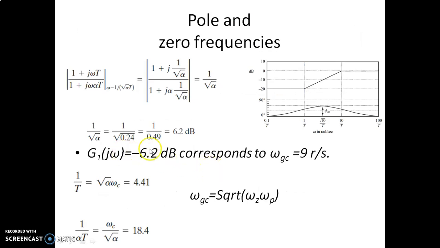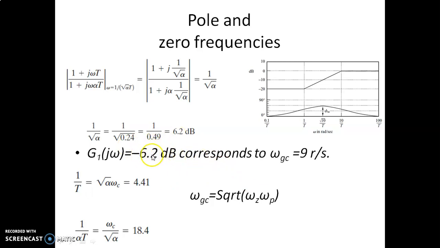You can see this is when we actually introduce this phase lead network. When we introduce the phase lead network, there is a reduction of gain by minus 6.2 dB at a frequency equal to 9 radian per second. So we know that since the gain has been reduced by 6.2 dB, we need to compensate here.